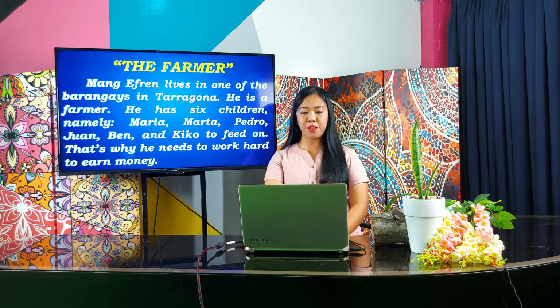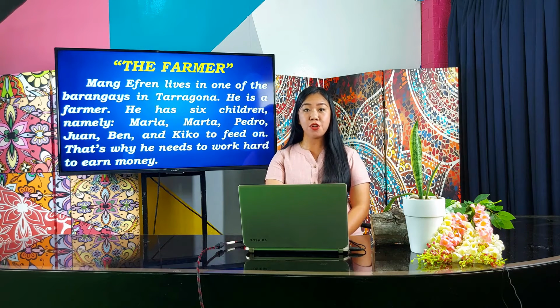Now, are you excited to read our story? We will be reading a story entitled The Farmer. Mang Efren lives in one of the barangays in Tarragona. He is a farmer. He has 6 children, namely Maria, Marta, Pedro, Juan, Ben, and Kiko to feed on. That's why he needs to work hard to earn money.